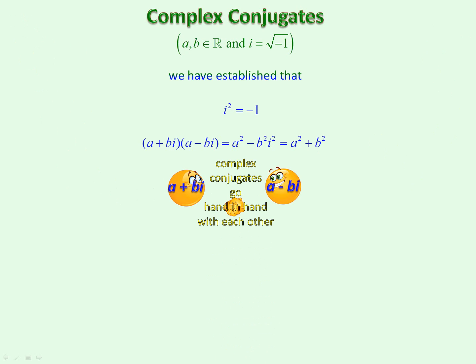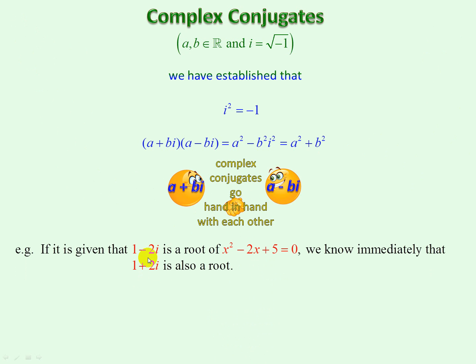Now yes, a plus bi and a minus bi go hand in hand. They are called complex conjugates. And if you get one as the root of an equation which only has real coefficients, then we know immediately that the complex conjugate is also a root of that equation.